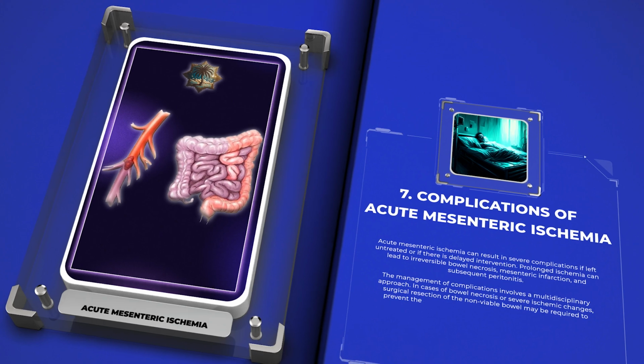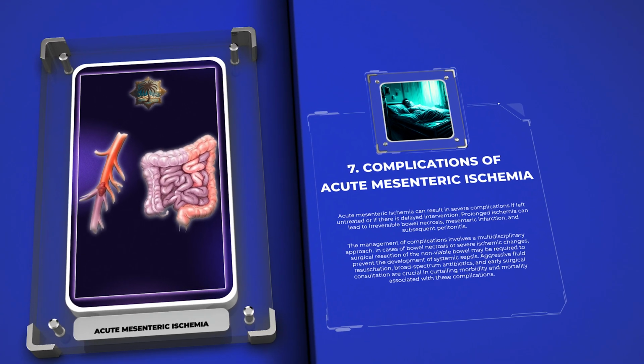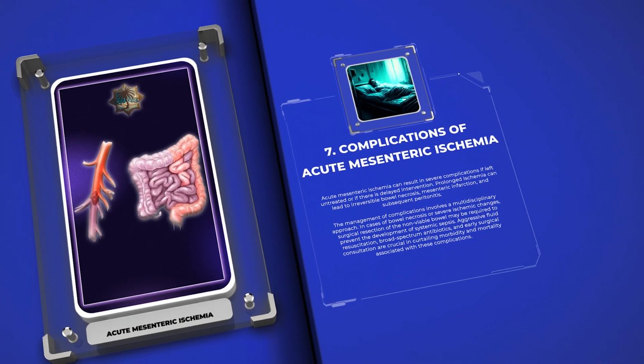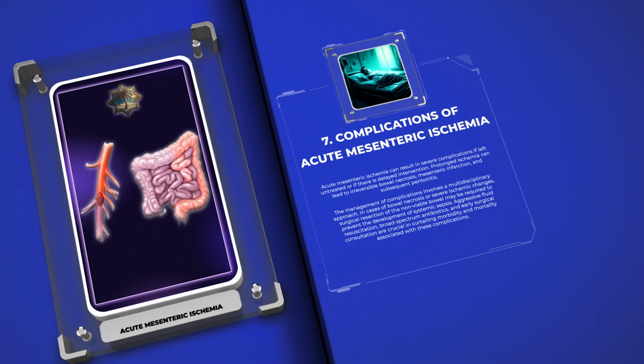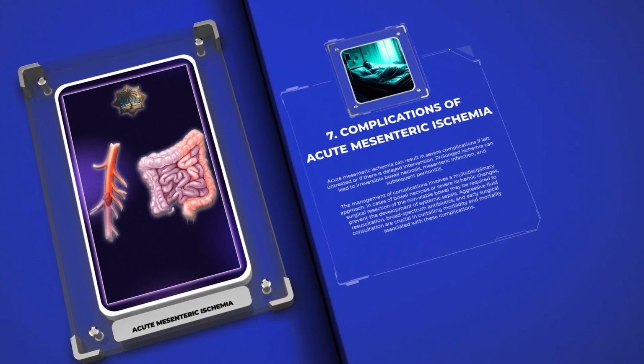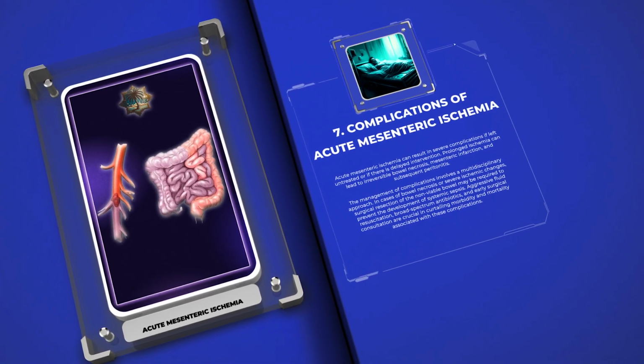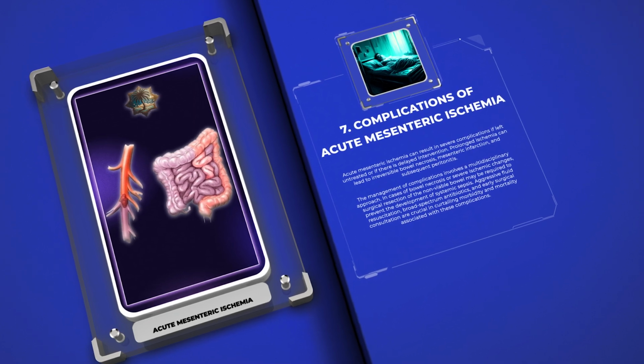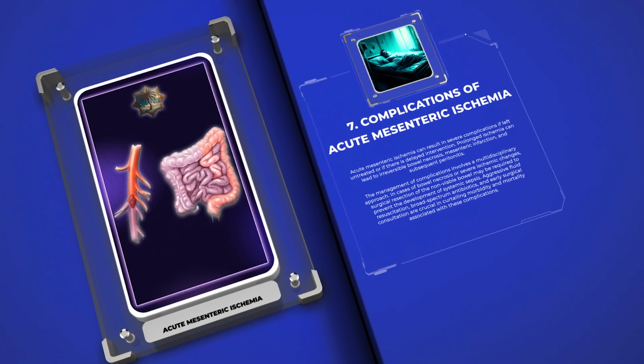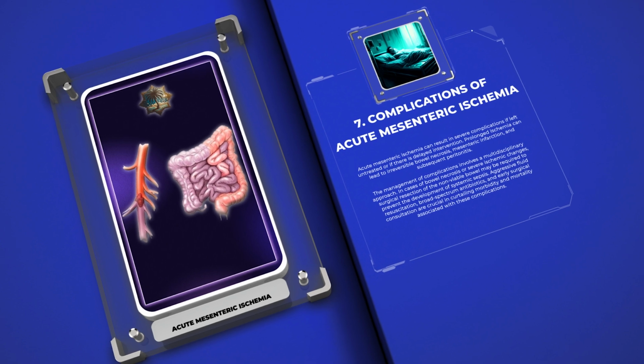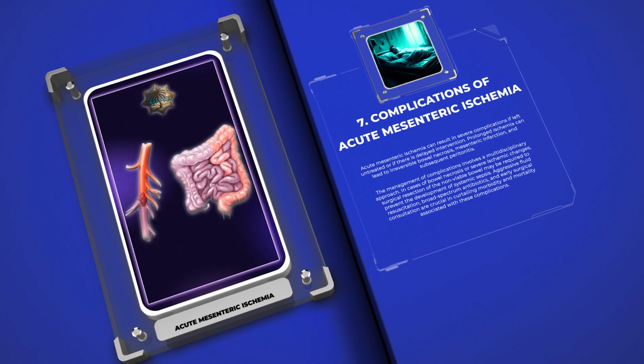Prolonged ischemia can lead to irreversible bowel necrosis, mesenteric infarction, and subsequent peritonitis. The management of complications involves a multidisciplinary approach. In cases of bowel necrosis or severe ischemic changes, surgical resection of the non-viable bowel may be required to prevent the development of systemic sepsis. Aggressive fluid resuscitation, broad-spectrum antibiotics, and early surgical consultation are crucial in curtailing morbidity and mortality associated with these complications.